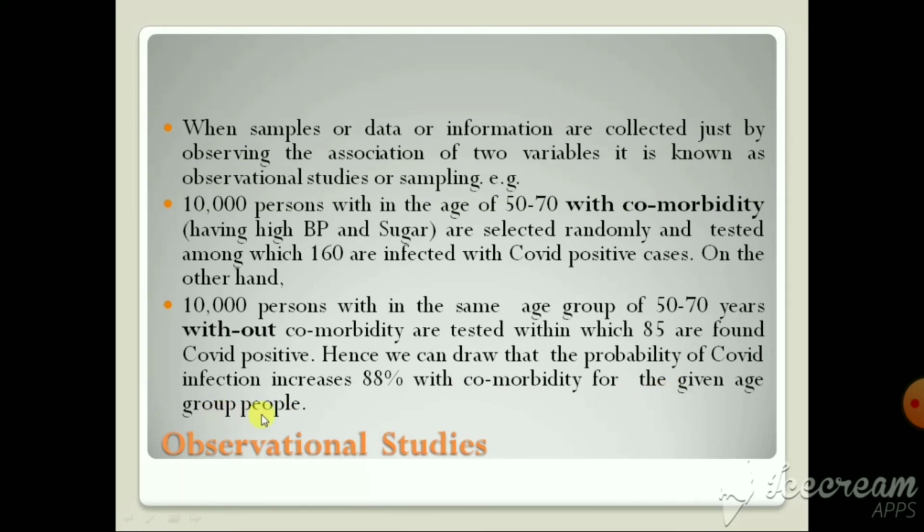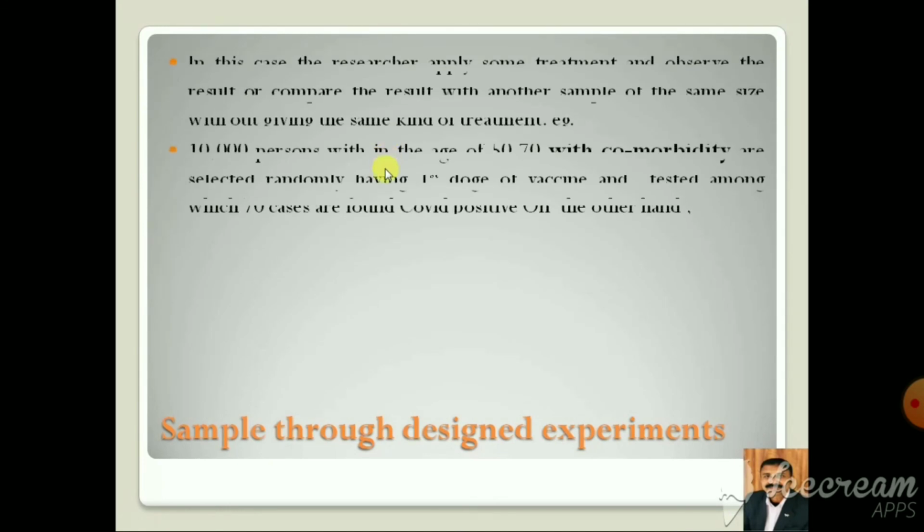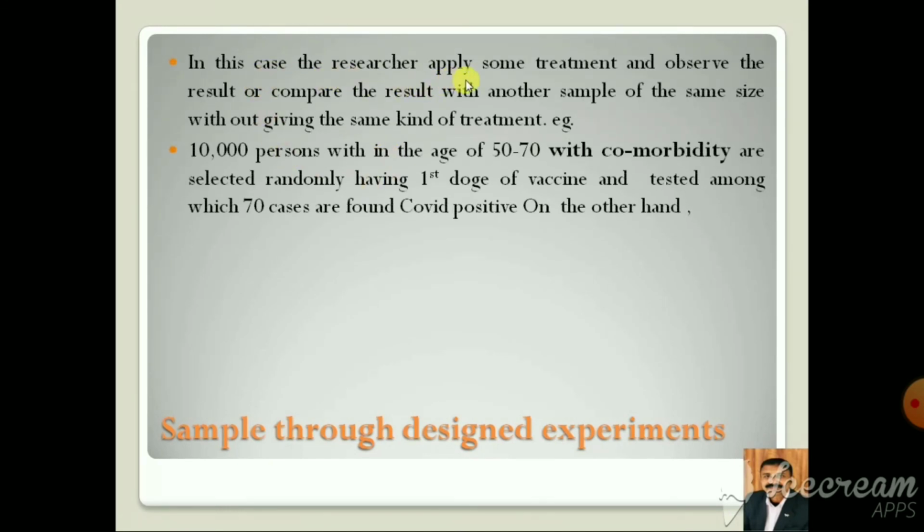Now, samples through designed experiments. In this case, the researcher applies some treatment and observes the result or compares the result with another sample or another group of the same size without giving the same kind of treatment. For example, again we are taking 10,000 persons with the age of 50 to 70 with comorbidity, selected randomly, who have already taken the first dose of vaccine, and tested, among which 70 cases are found positive.